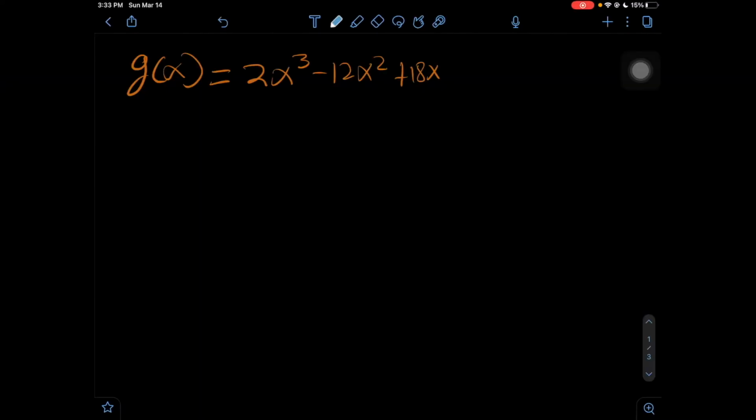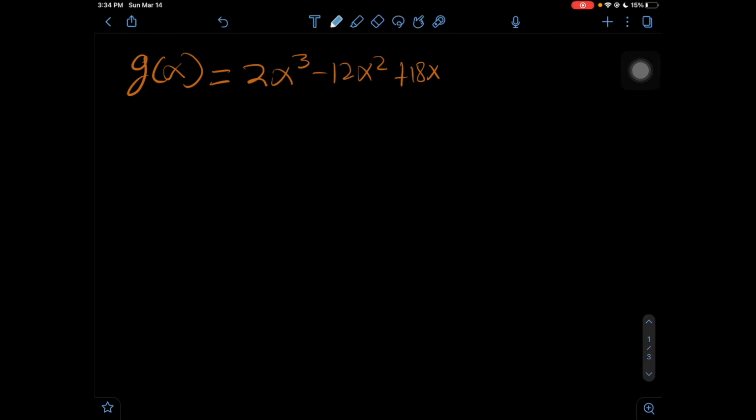Thank you. In today's video, we'll be going over how to use the derivative in order to find function information. To start off, we're going to find the derivative of our function g of x, which is 2x cubed minus 12x squared plus 18x. We're going to use the power rule in order to find the derivative, and if you want to know how to use the power rule, you can find it up here in the corner, or you can check out the last video on the channel.